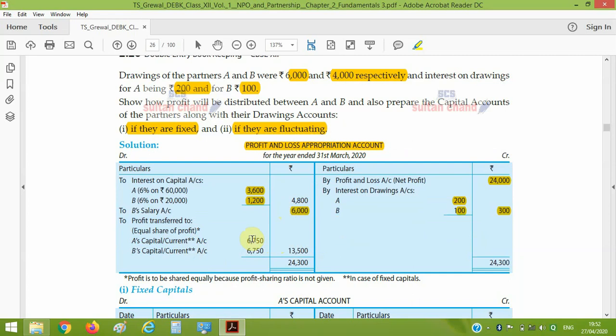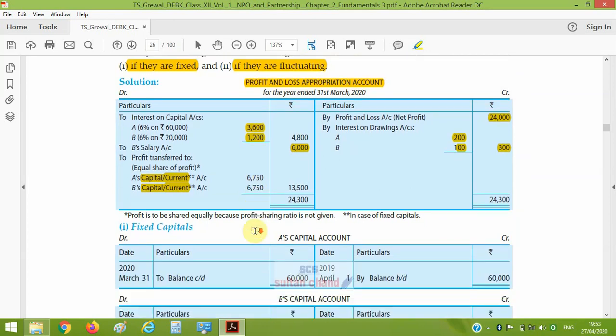And here, when we are dividing the profit, we have written A's capital account oblique current account, B's capital account oblique current account. This is written because if we are preparing capital accounts as per the fluctuating method, then only A's capital account will be there. And if we are preparing under the fixed method, then it will be A's current account, because introduction and withdrawal of capital is only dealt with under the capital account in case of the fixed accounting system.